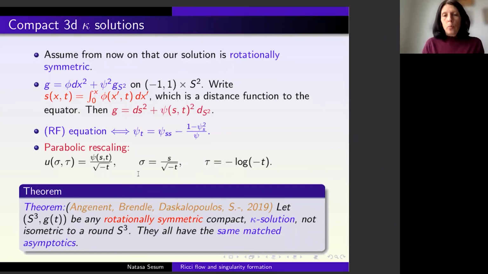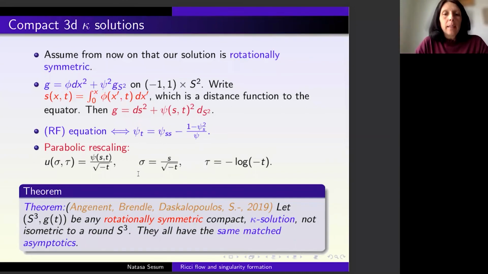So therefore, you take this parabolic rescaling, and then you will be able to say that around a fixed point, this u will always converge, let's say, to square root of 2, which corresponds to a round cylinder, right? Okay, so we actually studied this rescaled equation for u. Here I just wrote the equation for psi, and I wrote the parabolic rescaling, so you can just write the corresponding equation for u.